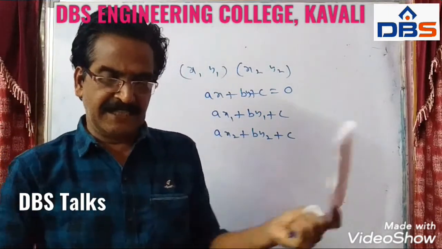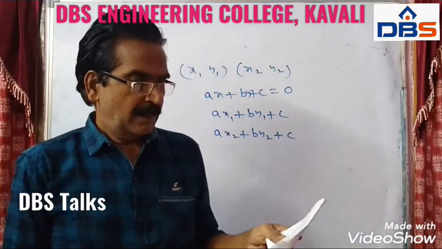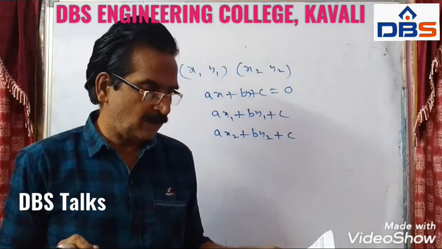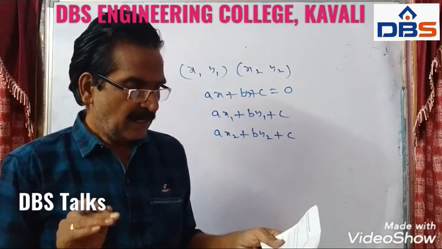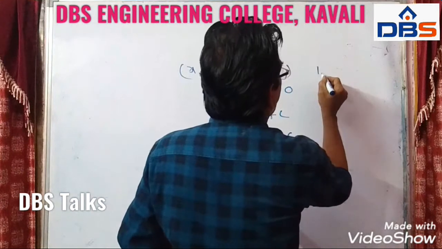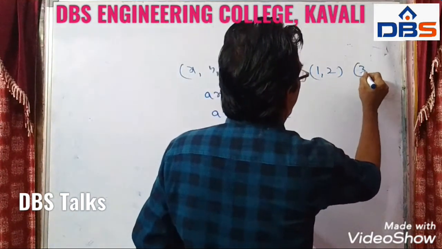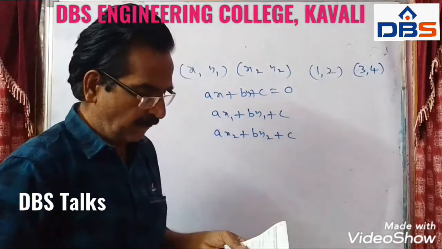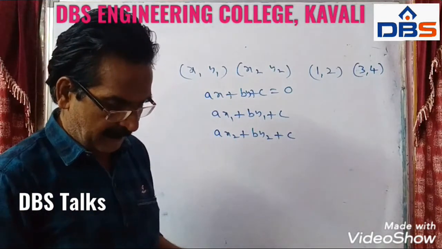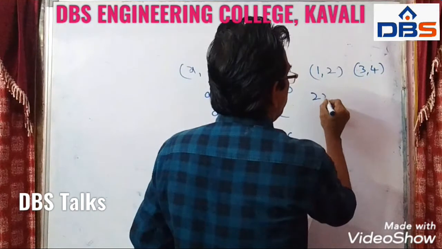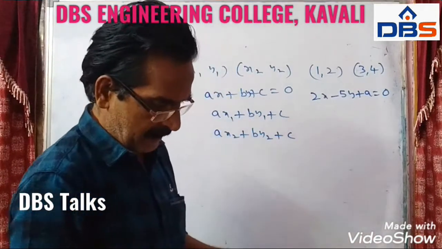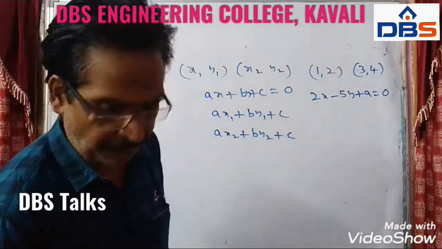2019 MCET, 2017 MCET, friends. This is the set of all values of small a such that both the points (1, 2) and (3, 4) lie on the same side of the line 2x minus 5y plus a is equal to 0.